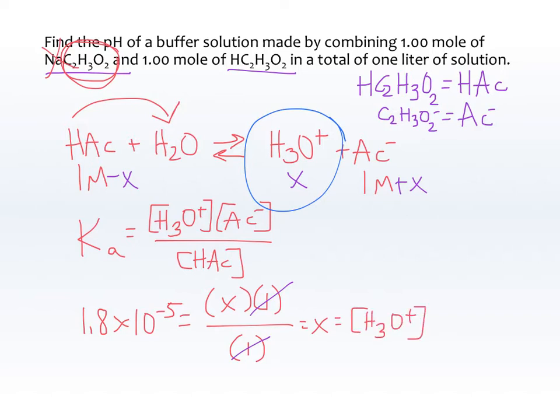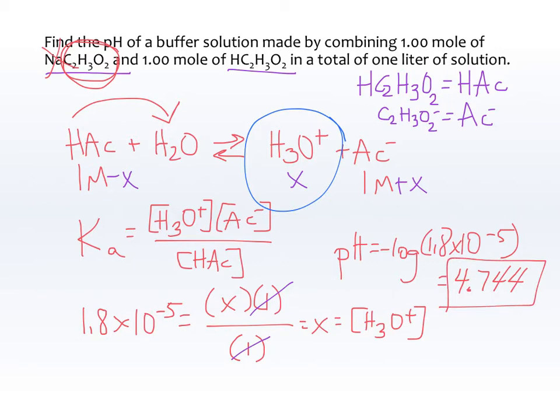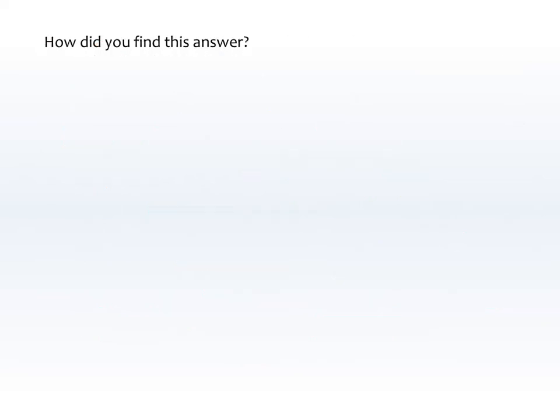If I want to find the pH, that's the negative log of the H3O+. The negative log of 1.8 times 10 to the negative 5 is 4.74. And I'm actually going to use one extra significant figure here. Typically, I would just say 4.74, but it's going to come in relevant later when our pH changes very, very slightly.